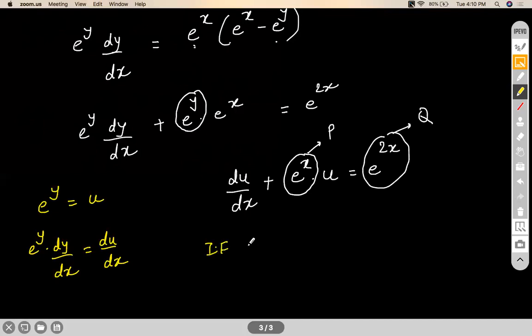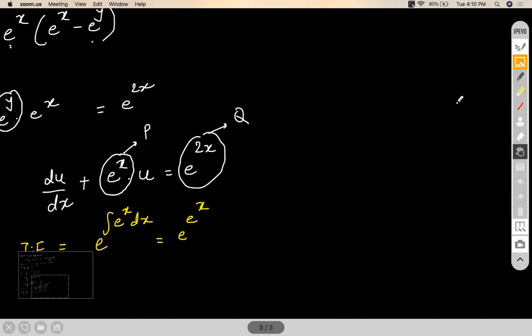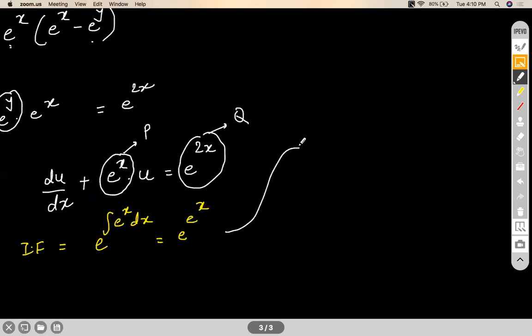Integrating factor here would become e to the power integral of e to the power x dx, which is e to the power e to the power x. Okay. Do not write any constant of integration. I am reminding you again. So your solution would look like this: u into e to the power x is equal to integral of q times the integrating factor.